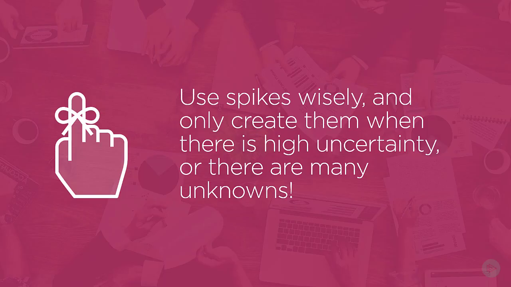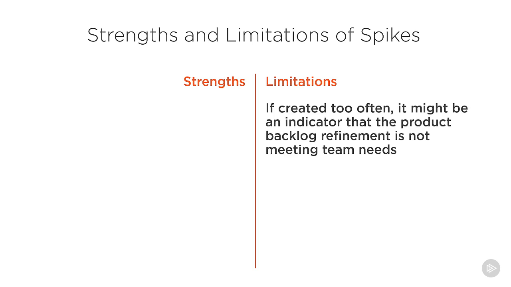There is a fine line between choosing to create a spike or not. Almost every story can be a potential candidate to get a related spike. Use spikes wisely, and only create them when there is a high uncertainty, or there are many unknowns. If there is a need for creating spikes too often, it might be an indicator that the product backlog refinement is not meeting team needs. In cases when spikes are too large or require long time boxes, you should consider splitting them into smaller spikes, similar to what you do with regular stories.